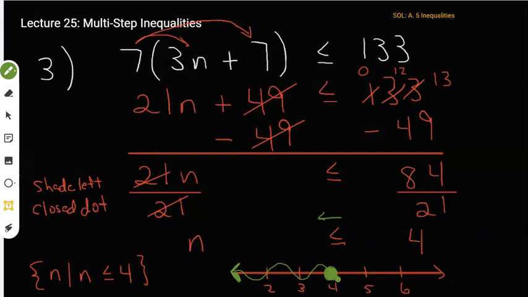So this means 4 could be an answer, but also any number that's less than 4, like 2 or 3, could be answers. Okay, we're going to do one more. Number 4.